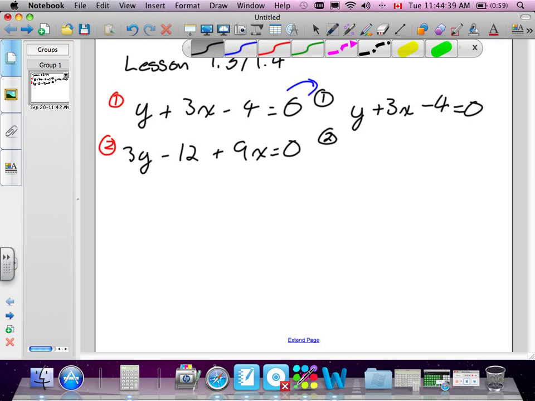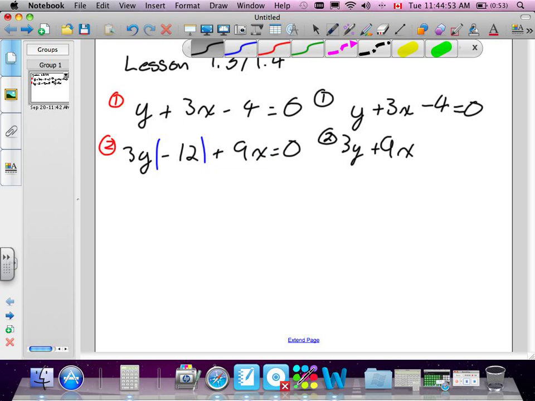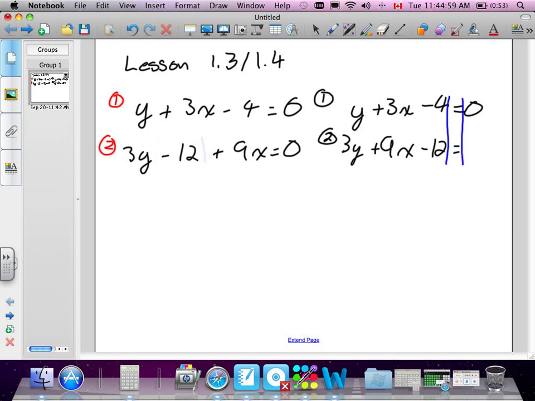Now, I'm going to put the y first, the x second. This technically says positive 9x, so I'm going to be moving plus 9x here. And this says subtracting 12 or negative 12, so I'm going to move that over here. And we still keep our equal sign in a column together and our zeros together. Okay? So we know they're both set equal to 0. So now I've lined up my columns: y's, x's, and constant numbers.